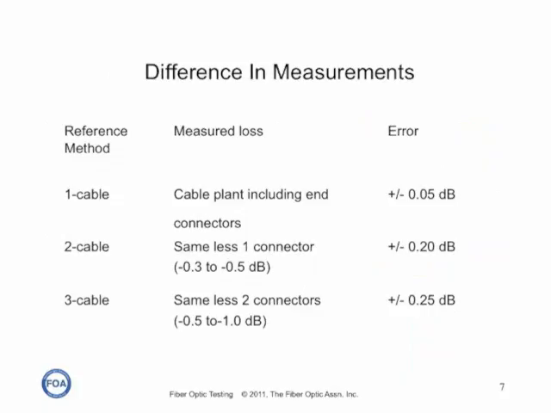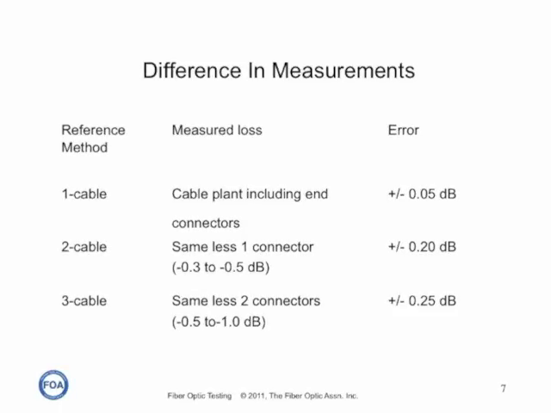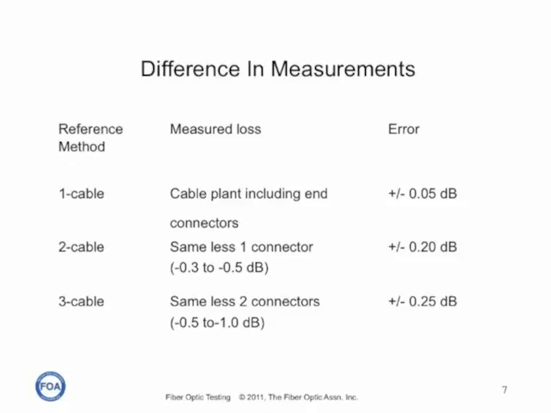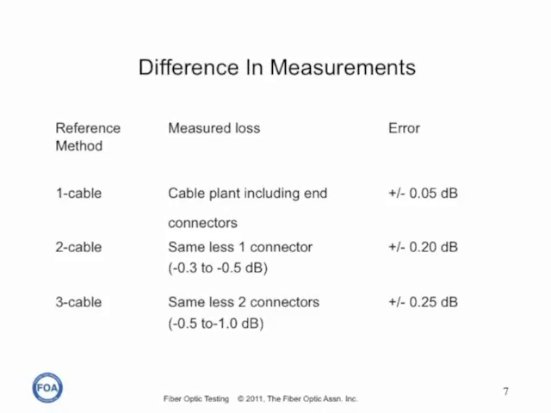Here's how our measured value of cable plant loss will differ with the 3 different methods. With the 1-cable method, we have no connections in our reference measurement, so we measure the actual loss of the cable plant, including the end connections. With a 2-cable reference, we measure the same loss but less the value of the connector when we made our reference measurement with 2 cables.